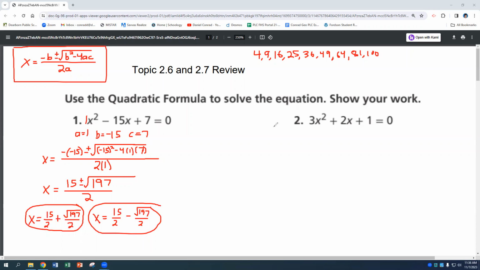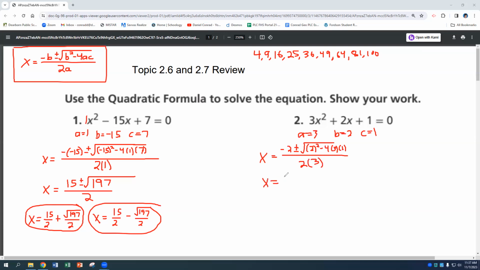All right, number 3 over here. I'm sorry, number 2 over here, right? We're going to have A is 3, B is 2, C is 1. And we're going to substitute that into our quadratic formula. So x is going to equal opposite of B. So it's going to be negative times positive 2, plus or minus the square root. We're going to have 2 squared minus 4 times A, which is 3, times C, which is 1, all over 2 times 3.